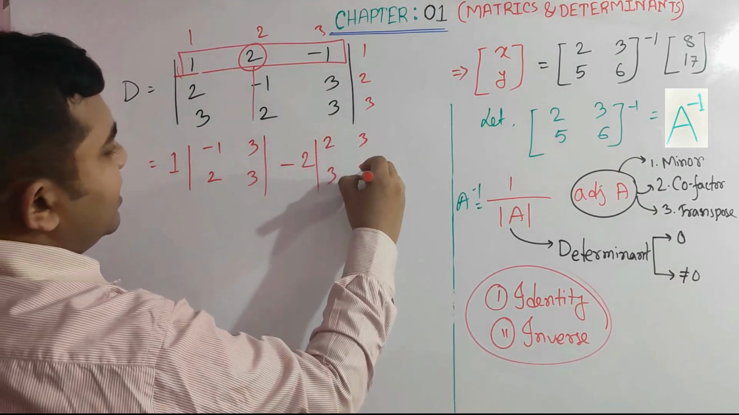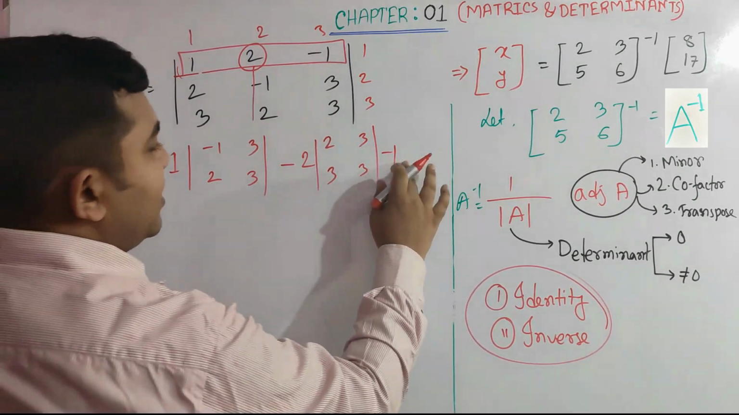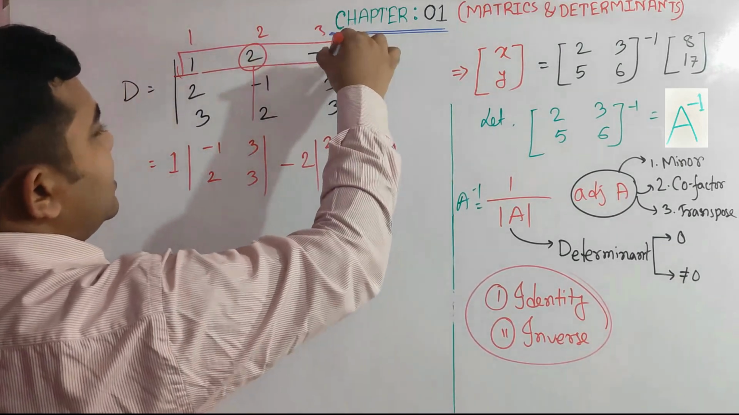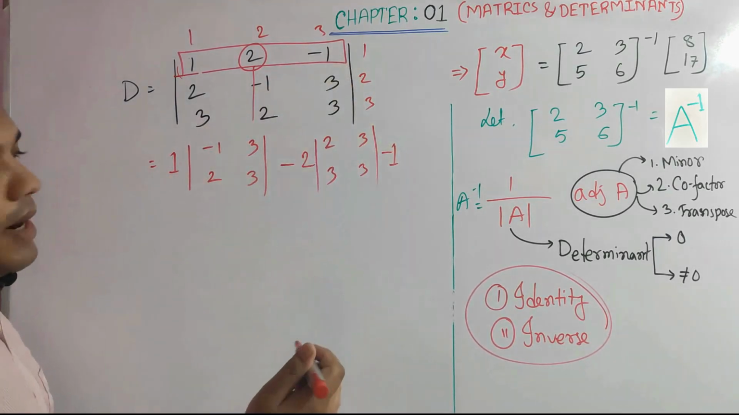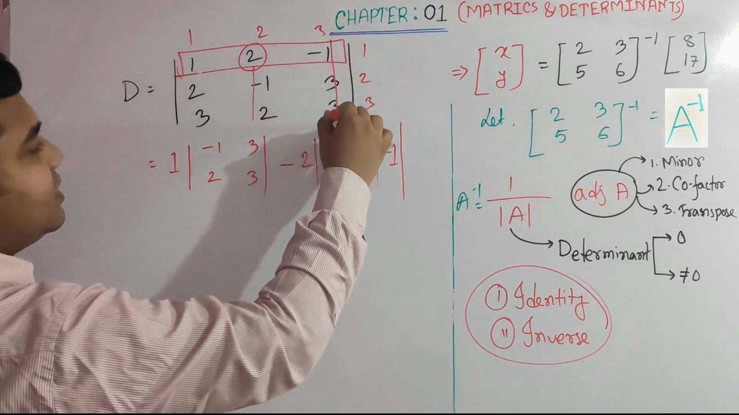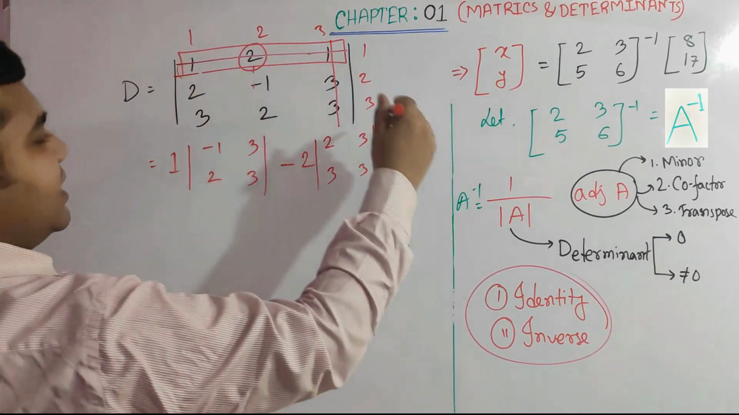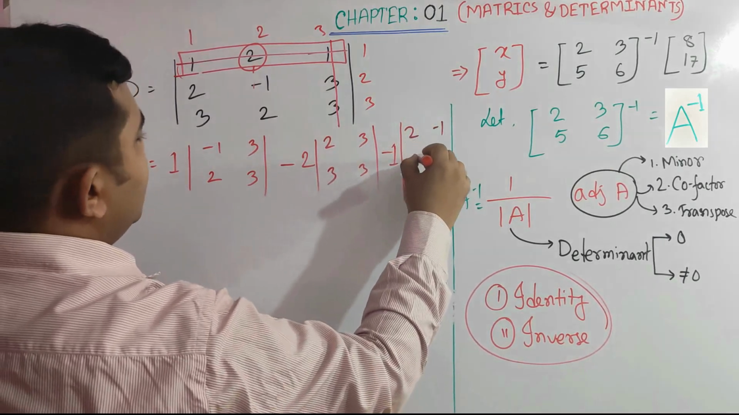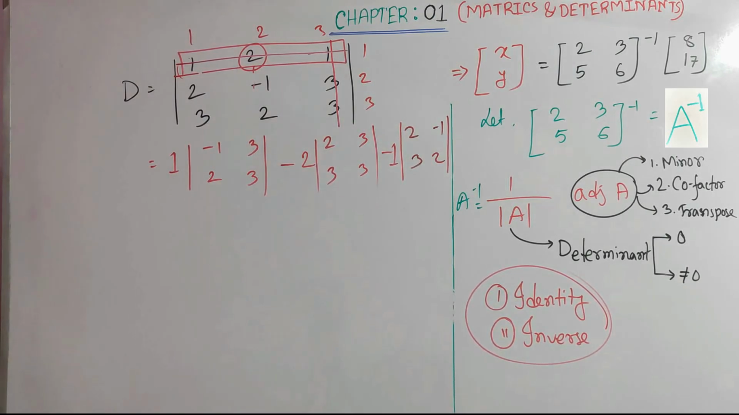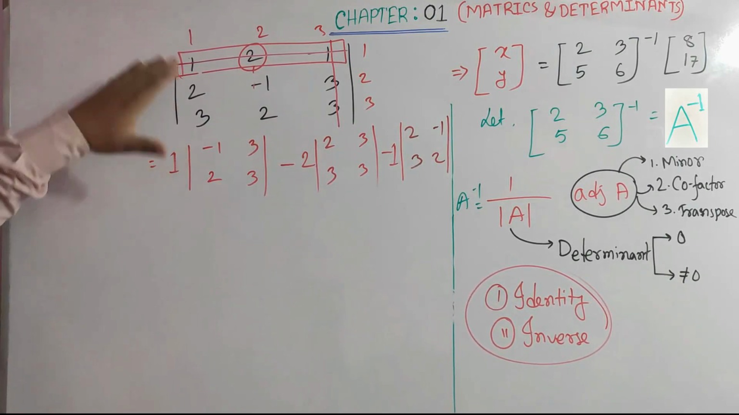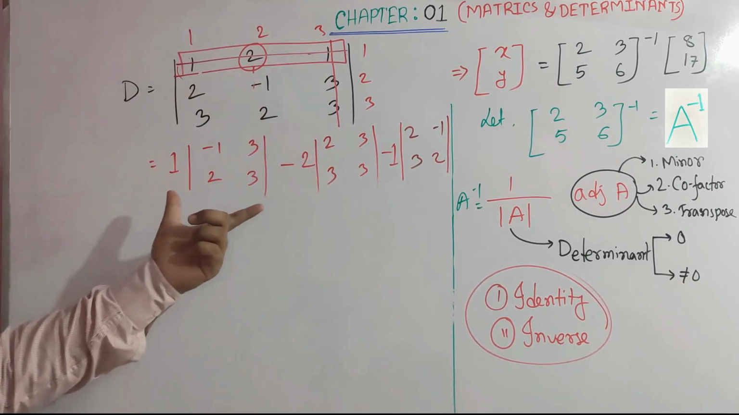We get 2, 3, 3, 3. And finally for -1, we'll write -1 directly, because this is the position 3, 1, that is 3 plus 1, 4. 4 is an even number, so it should be plus. Plus into minus will be minus. So for -1, this column and this row will be gone, then we'll get this part, that is 2, -1, 3, 2. So this is the first part of how we can find it, and it is the combination of these elements multiplied by their cofactors.